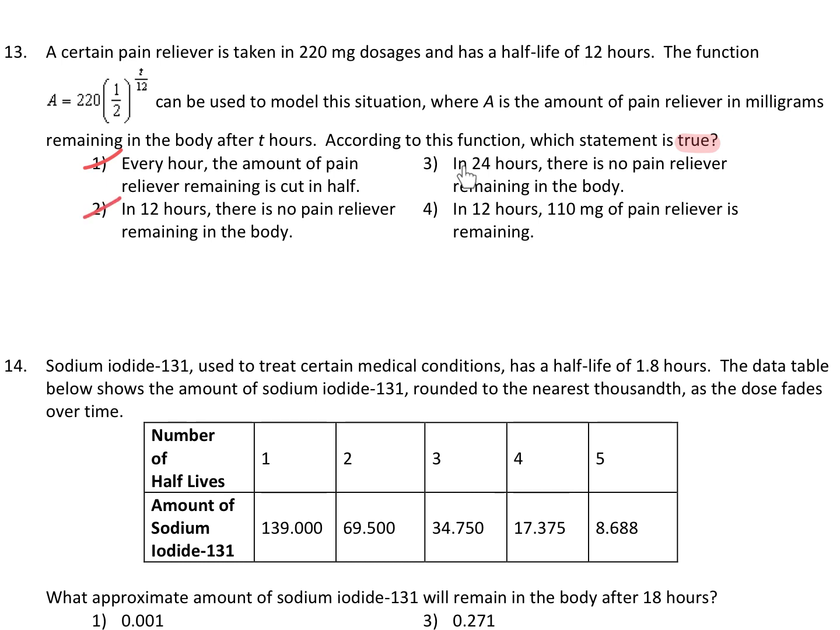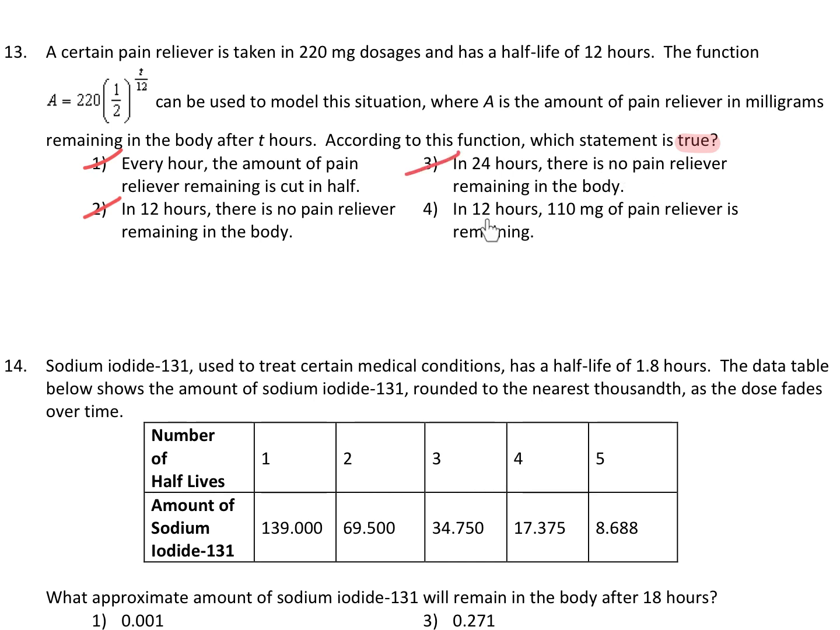All right, choice 3. In 24 hours, there is no pain reliever remaining in the body. Well, after 12 hours, the amount is cut in half. So if you start with 220, half of that would be 110. But then if we go 24 hours, another 12 hours, that's going to be cut in half again. So half of 110 would be 55. So there'd really be 55 milligrams remaining, not none. So this one's not right either.